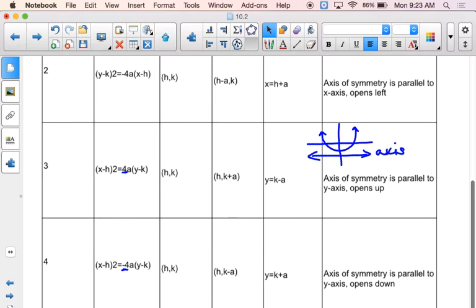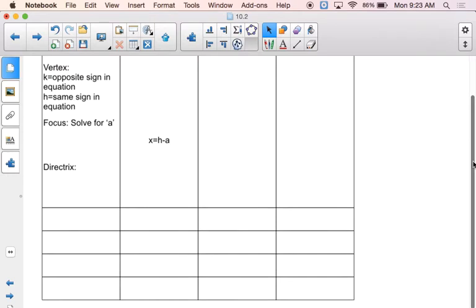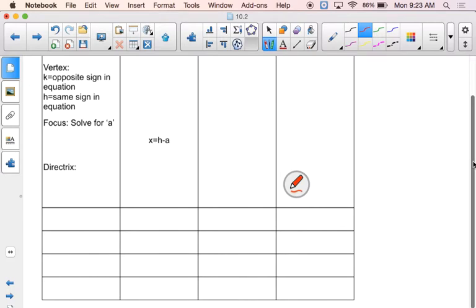Okay, so let's work on now finding some of these points. First thing we need to do is use an equation. For the vertex, k is the opposite sign in the equation, h is the same sign in the equation. For the focus, we need to solve for a, and for the directrix, we're going to use the equation.